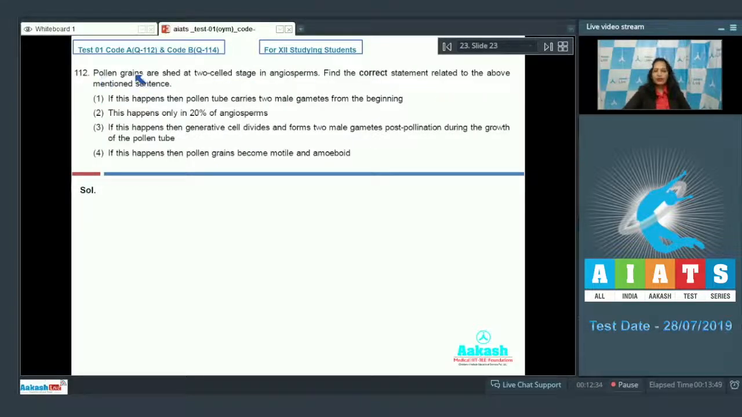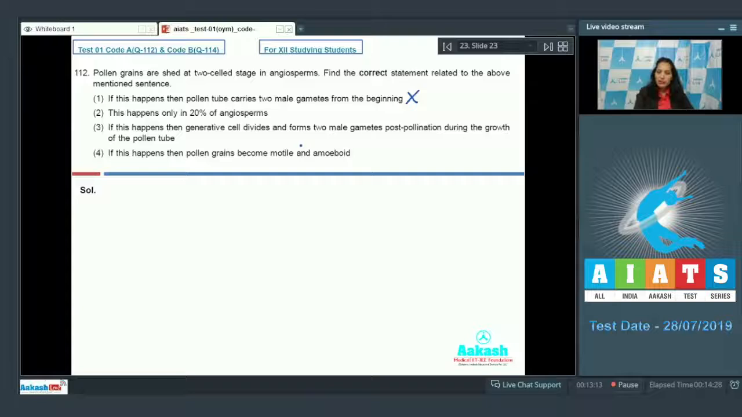Question number 112. It is a really interesting question: if pollen grains are shed at the 2-cell stage in angiosperms, what will happen? If this happens, then pollen tube carries 2 male gametes from the beginning? No. See, one pollen grain forms 2 male gametes. But if the pollen grain is shed at the 2-cell stage, it has 2 cells only, the vegetative cell and the generative cell. There is no division in the generative cell to form the male gametes from the beginning. So this option is ruled out.